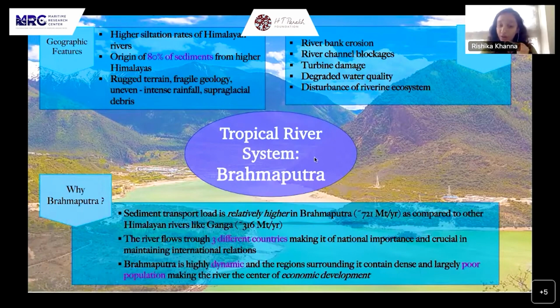So why have we chosen Brahmaputra specifically? Because the sediment transport load is relatively higher in Brahmaputra, which approximates to 721 metric ton per year as compared to other Himalayan rivers like Ganga. And Brahmaputra flows through three different countries, making it of national importance and crucial in maintaining our international relations as well. And Brahmaputra is highly dynamic in nature, and the region surrounding it contains a dense and largely poor population, so making it the center of economic development.